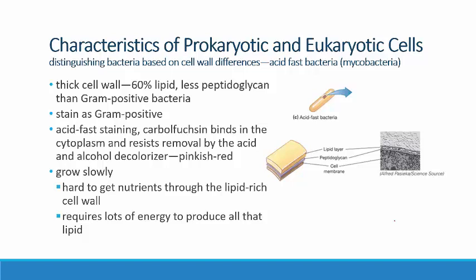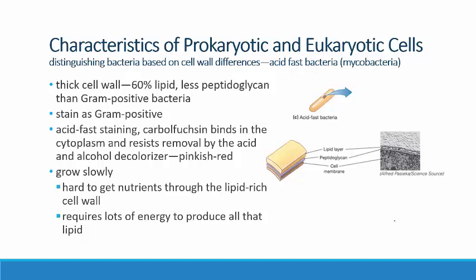About 60% of it is lipid, though, so that means that there's less peptidoglycan in acid-fast bacteria than there is in a gram-positive bacteria. When you subject them to the gram staining, though, they do stain as gram-positive. But if you use that acid-fast staining technique, the carbolfuchsin will bind in the cytoplasm, and it really resists being removed by the acid and alcohol decolorizer.